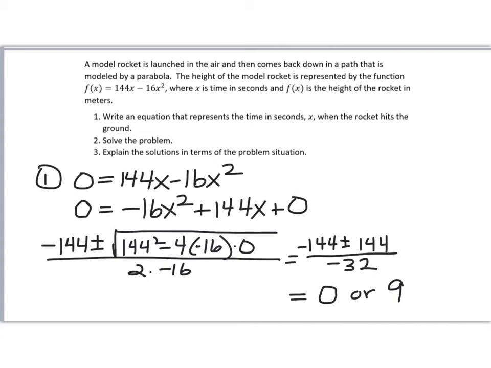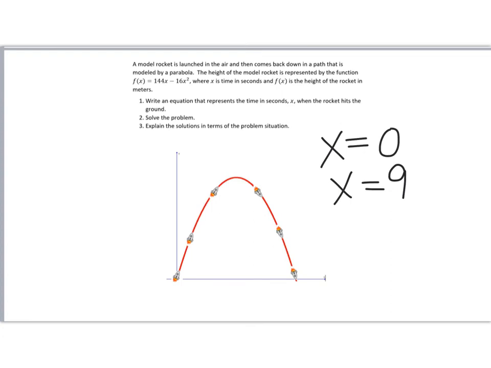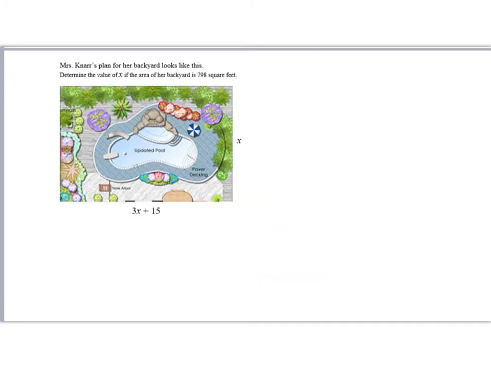I think it would be best if I actually showed you what this might look like on a graph. Here you can see the parabola, and I want to show you where x equals 0 is right here and where x equals 9 is right here. So what do you think? What does the 0 and the 9 mean? Well, if you said the 0 means right before it launches and the 9 is when it hits the ground, you are correct. The next 2 story problems are going to be area problems.